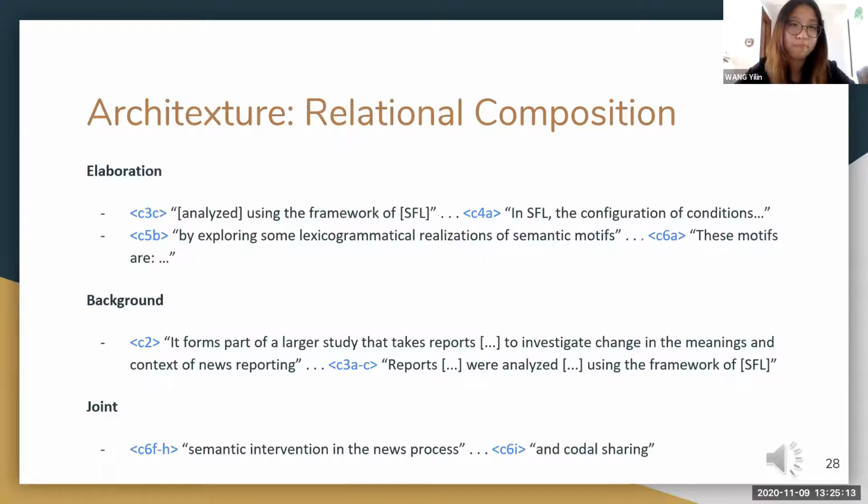Relational composition is another very broad realm where we can look at any given text in many different lights. Here are just a few quick examples. We have elaboration, which is, for example, analyzed using the framework of SFL, and then it more specifically goes on to state how, and mention of motifs, and then elaboration on what these motifs are in the following clause. We have background: this paper forms part of a larger study. What does that study do? That is given as background for what happens in this paper specifically. As far as joint, we have this simple joint relationship between clauses using and in the end here.